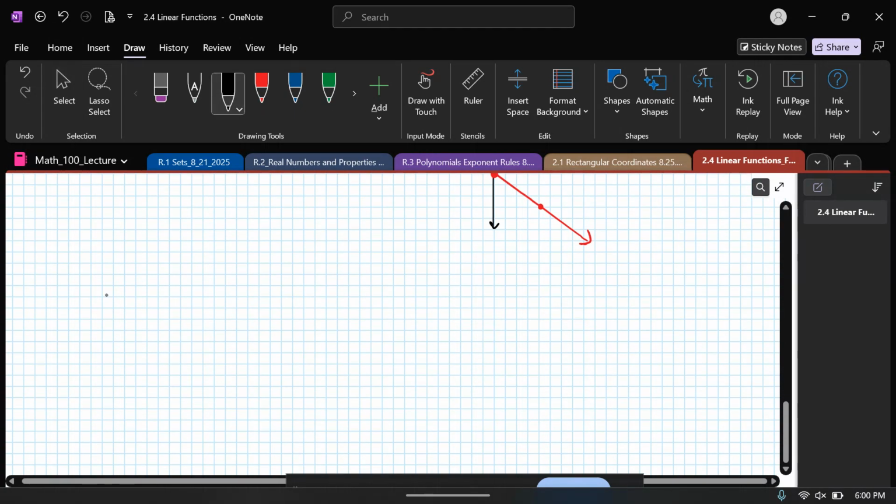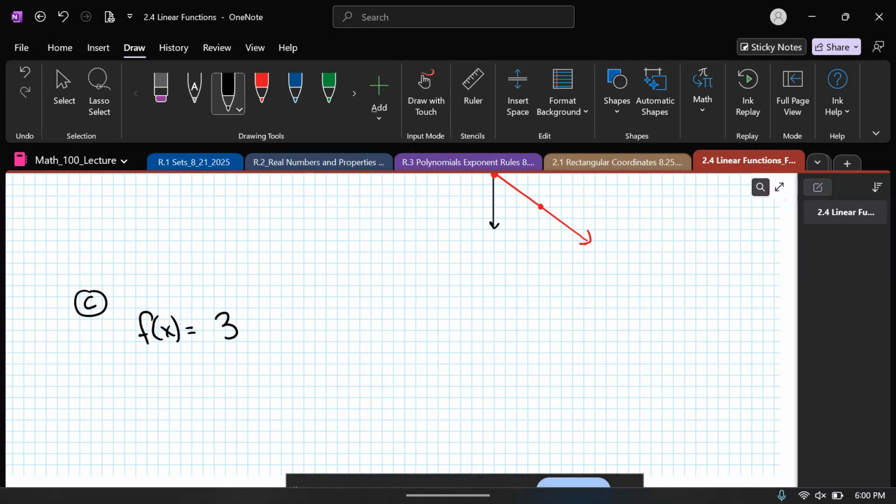Let's look at example C. F of x is equal to 3. Now, notice that it doesn't have the mx plus b format. But it still has a slope. And it still has a y-intercept. If I wanted to write that in slope-intercept form with the mx plus b, the 3 is going to be the plus b.